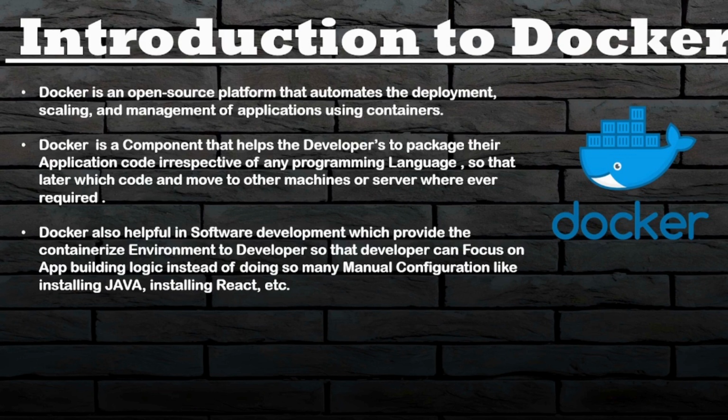Docker is also helpful in software development. Whenever you create any project, Docker is a containerized application. Whenever the developer starts a project, it automates everything in its container. Suppose you want to work on a Java project, but Java is not installed on your system. You can install Docker Desktop, and inside it you can pull the Java image from the Docker official website.